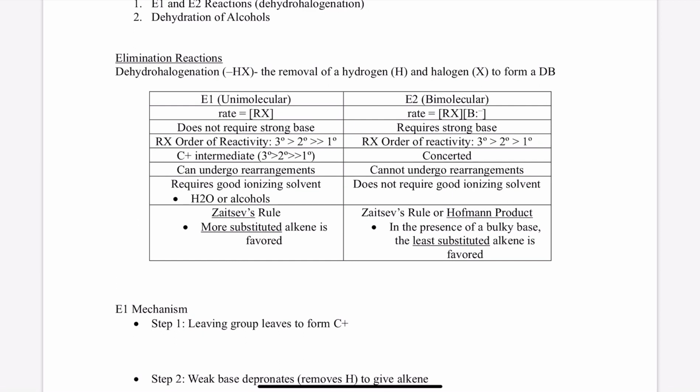Lastly, we're going to talk about two rules that we are going to introduce. This is new. E1 is going to follow Zaitsev's rule. So, because we are creating double bonds, we can have more than one product. And in the event that we have two or more products, Zaitsev's rule states that in an E1 reaction, the more substituted alkene is going to be favored. However, E2 reactions can follow Zaitsev's rule, or the Hofmann product. And so the Hofmann product also says, in the event that you have two or more final products and you're using a bulky base, the least substituted alkene is favored.